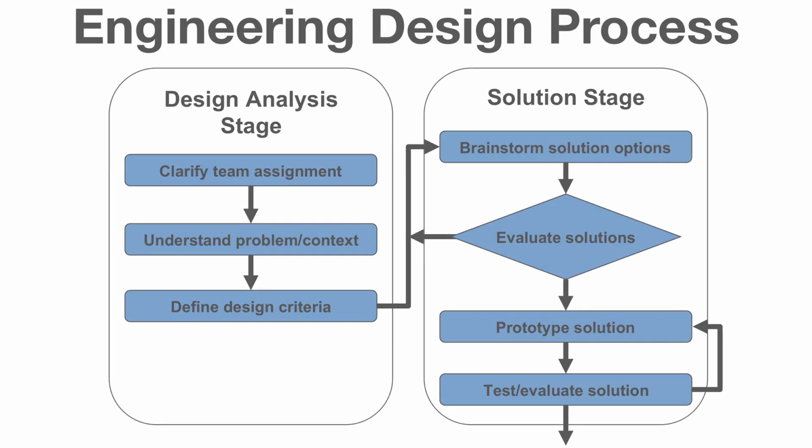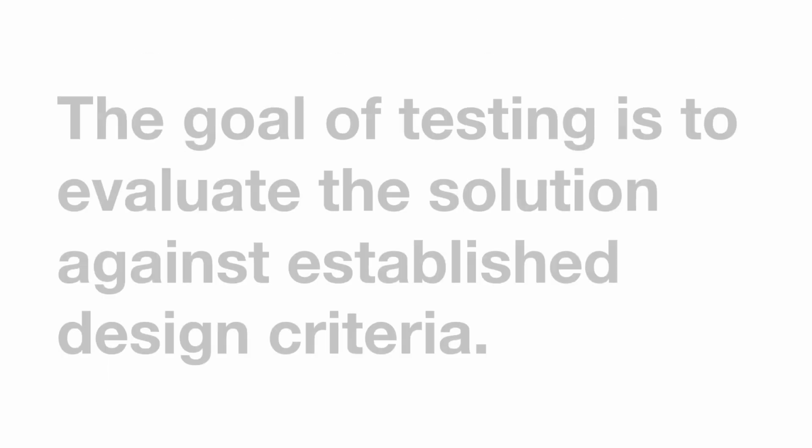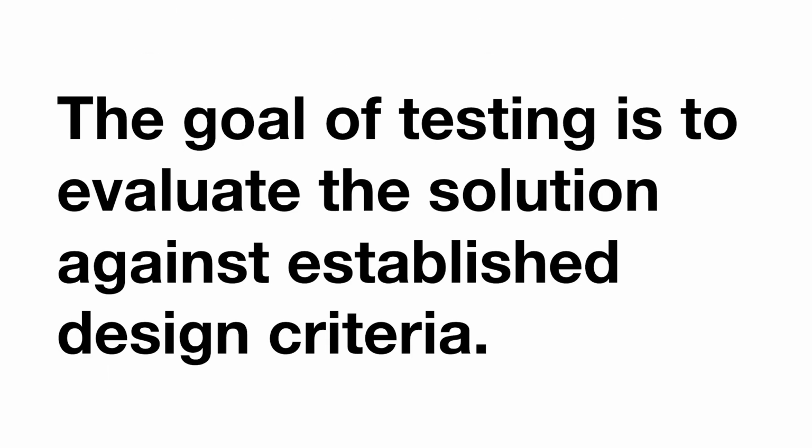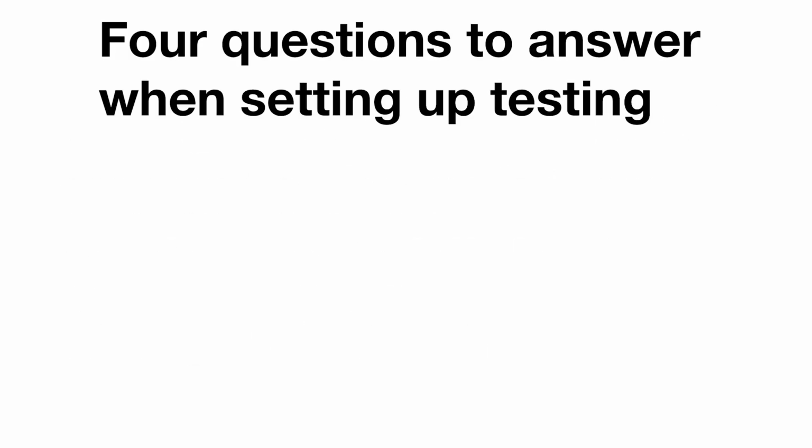At this point in the design process, you may have a prototype that you believe works. The next step in the engineering design process is to test and evaluate your solution. The main goal of testing is to evaluate the solution against established design criteria, the design criteria that you established at the beginning of the process.